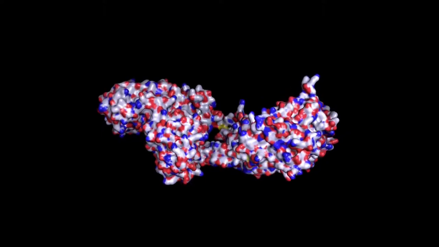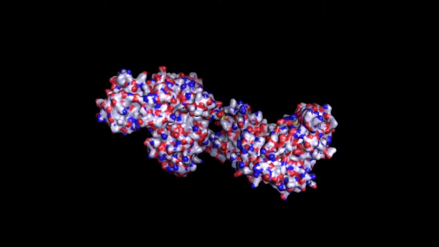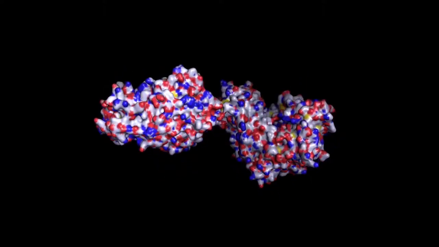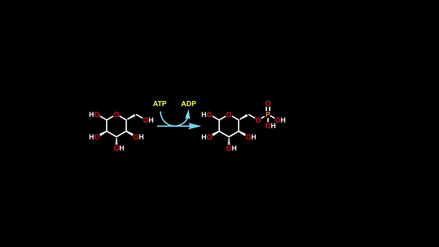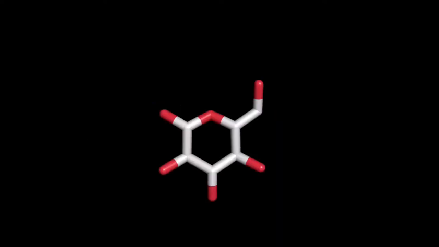Hexokinase is an enzyme, so it catalyzes a chemical reaction, and the kinase part of the name means it adds a phosphate to something. This is the overall reaction shown in a way that you're probably used to seeing it. Glucose reacts with ATP, and a phosphate group replaces the hydrogen on one of the OH groups. Now, let's view these molecules in a more biochemical way.